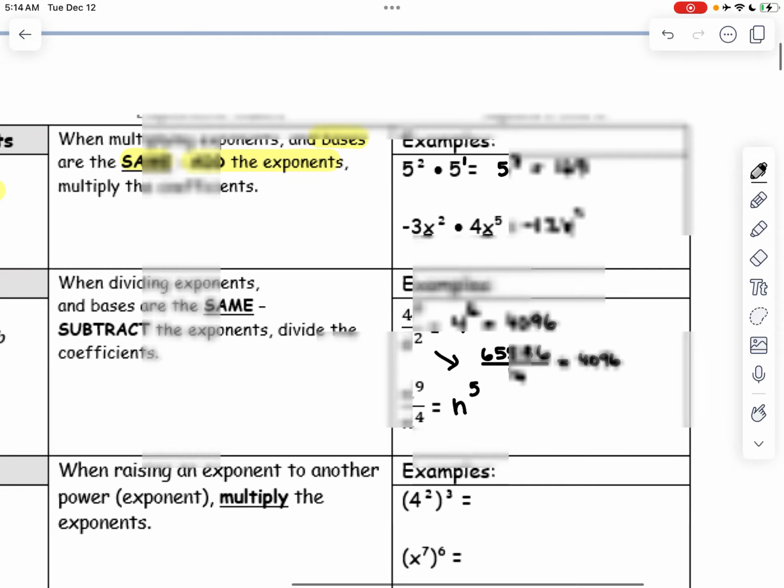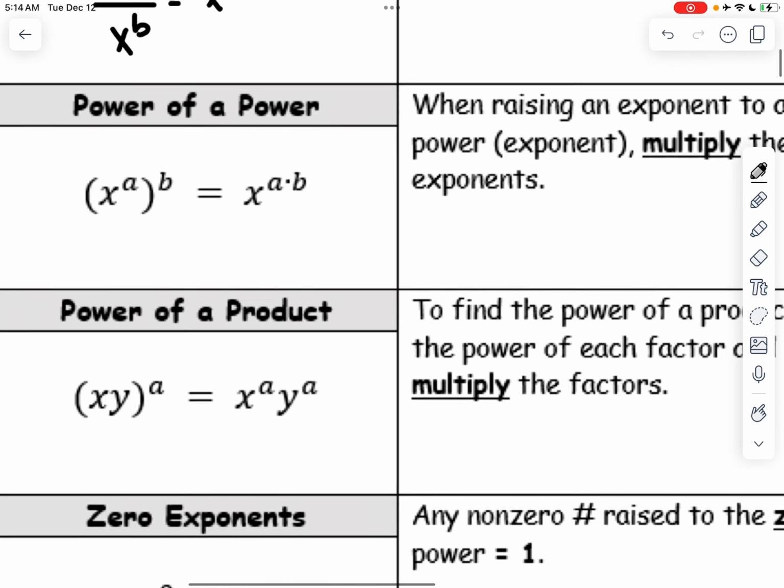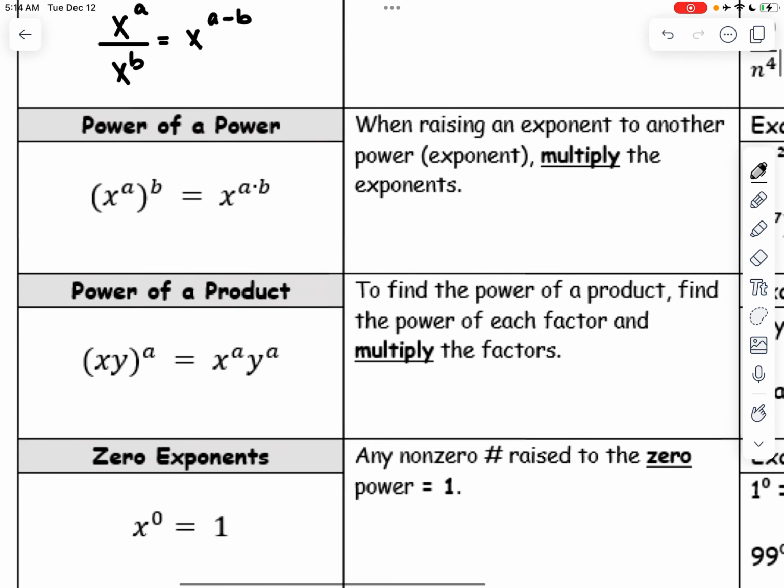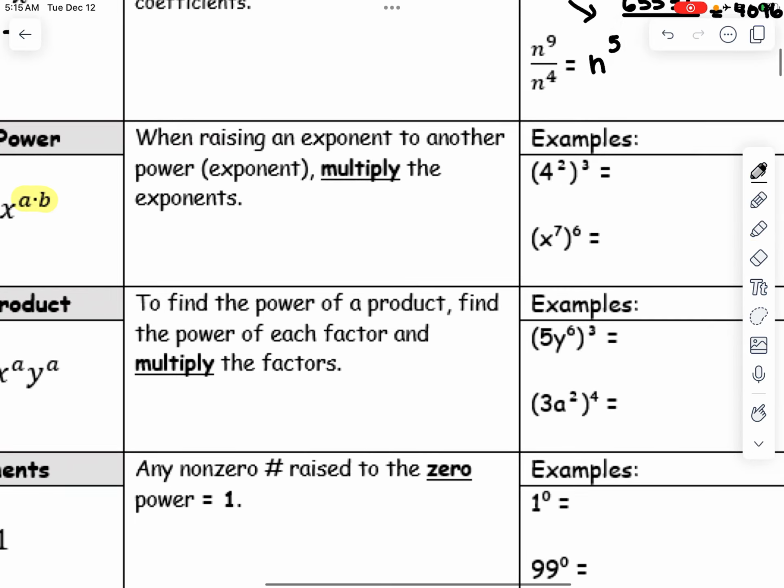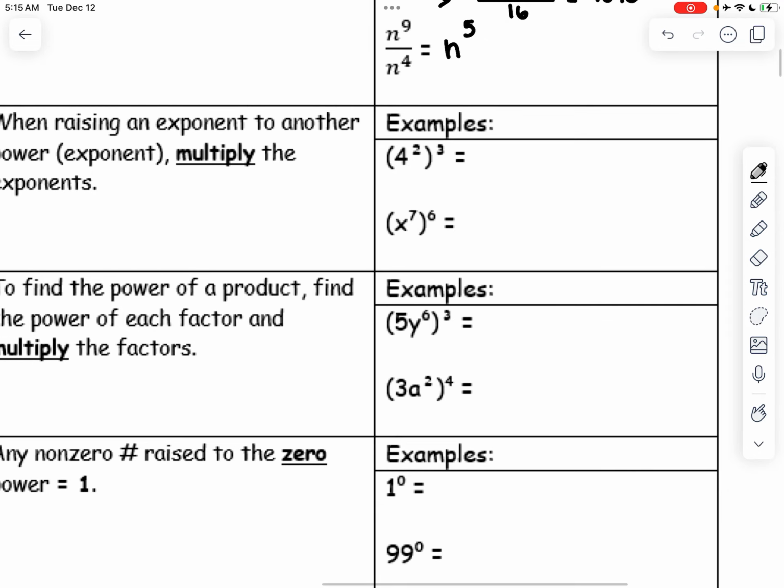Okay. Moving on to power of a power. When you have an exponent being raised to another exponent or to a power, x to the a being raised to the b, we have one base of x, but we have two different exponents. You're going to multiply those exponents. If we take a look at the examples, take a moment to try both examples. Pause the video.